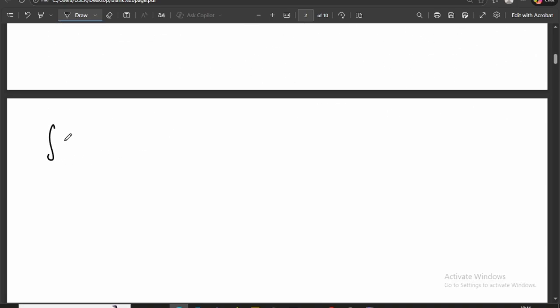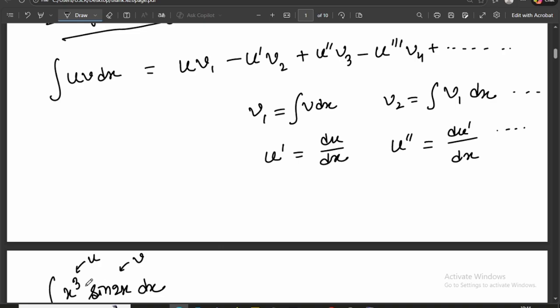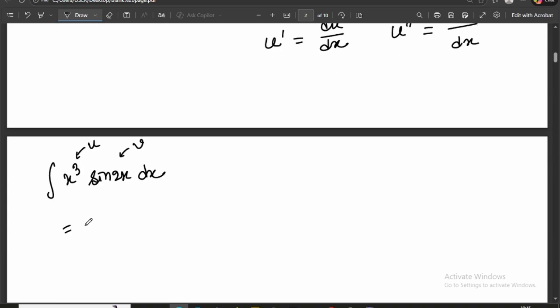So, integration of x cube sine 2x dx. We will take x cube as u and this as v, because when we take the derivative of x cube, it will vanish in further steps, right? So first, integration of u v dx is u v1 minus u dash v2 plus u double dash v3. So u v1, that means x cube times v1, that is the integration of sine 2x. Integration of sine 2x is minus cos 2x divided by 2, right?